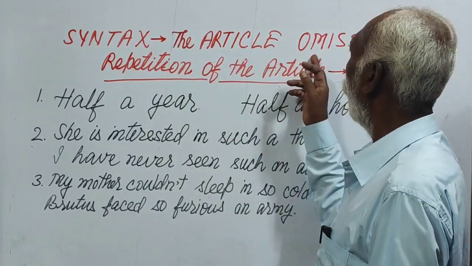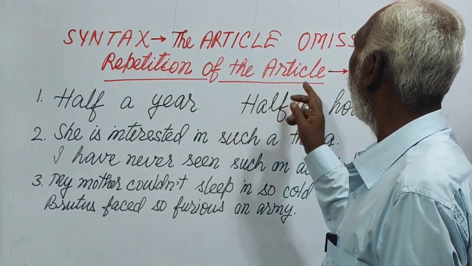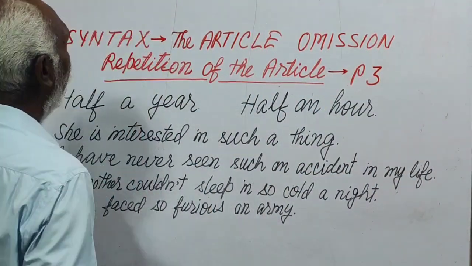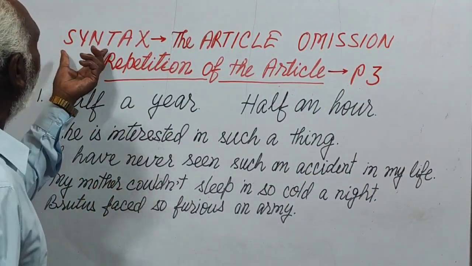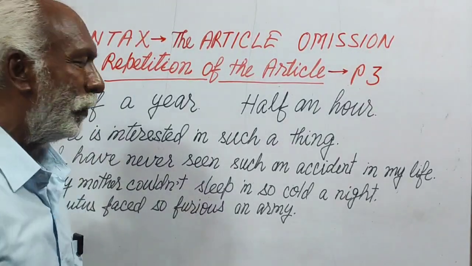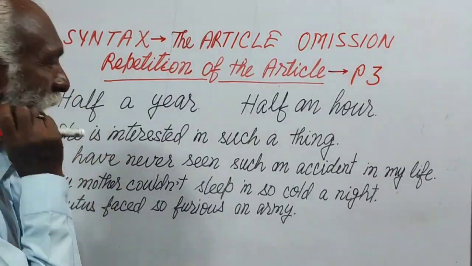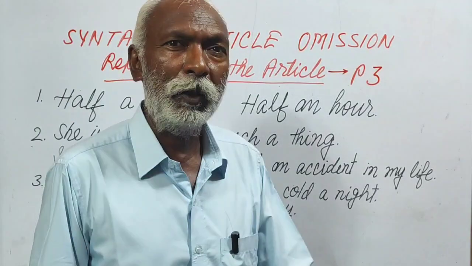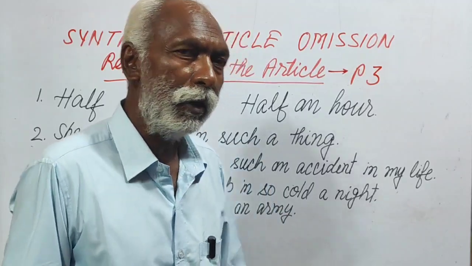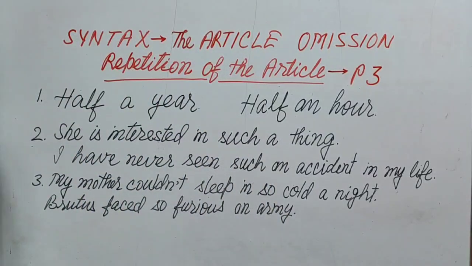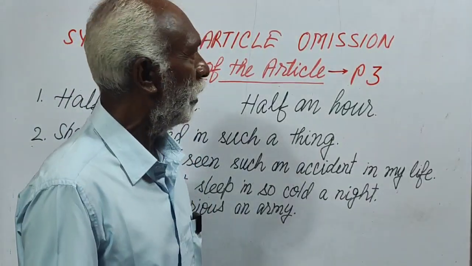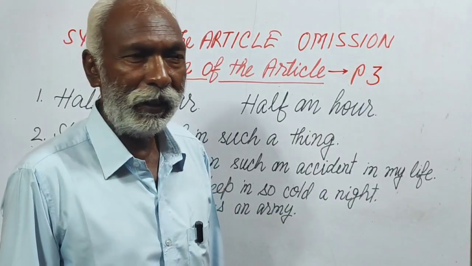Syntax, the article omission, repetition of the article, part third. Okay, dear. Omission. So let us understand first what is syntax. Syntax means words and phrases put together to form a sentence in any language according to the rules of grammar. In other words, you can say the grammatically correct arrangement of words and phrases in any language is known as syntax. Okay, dear.